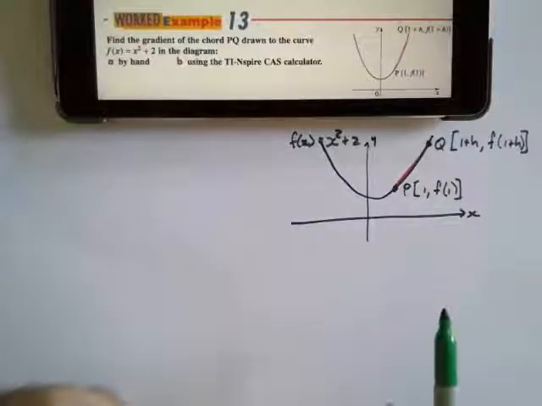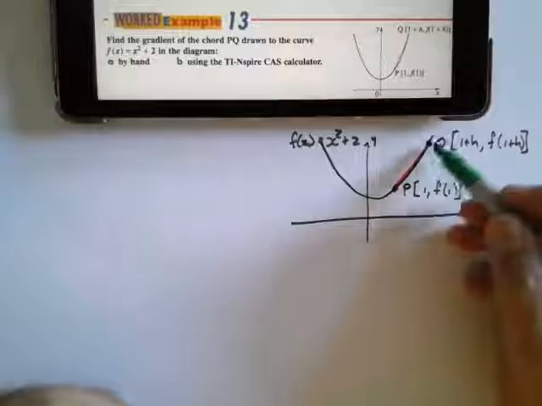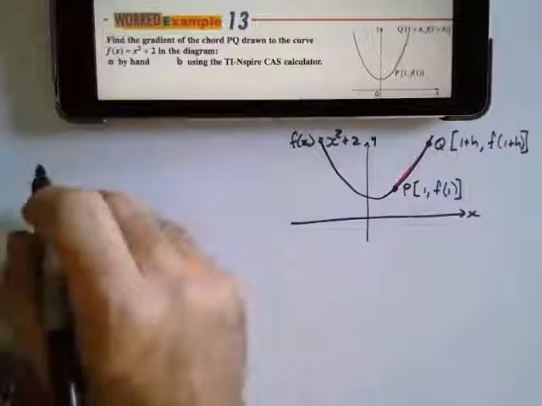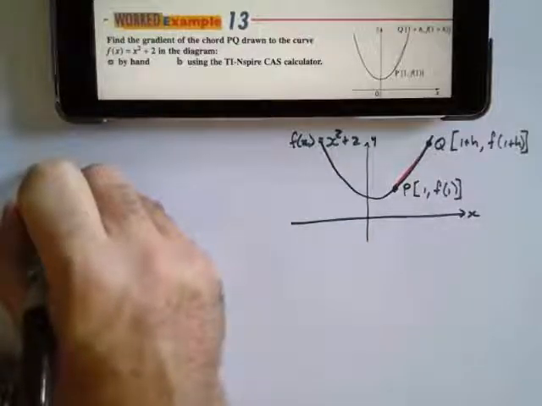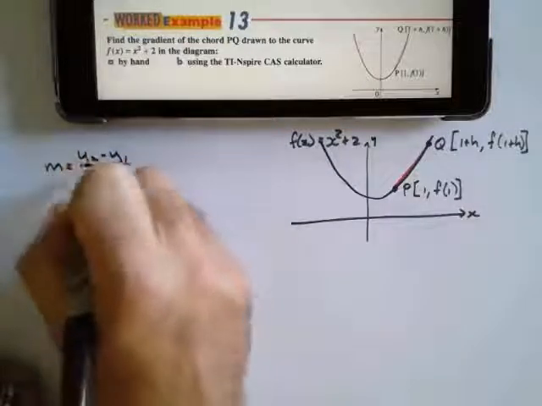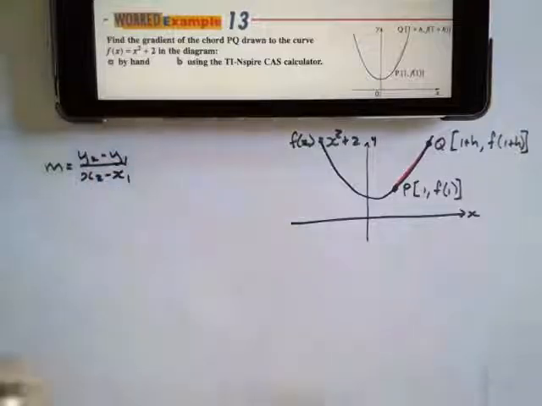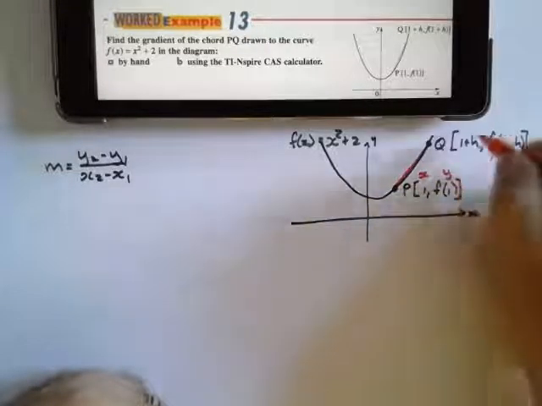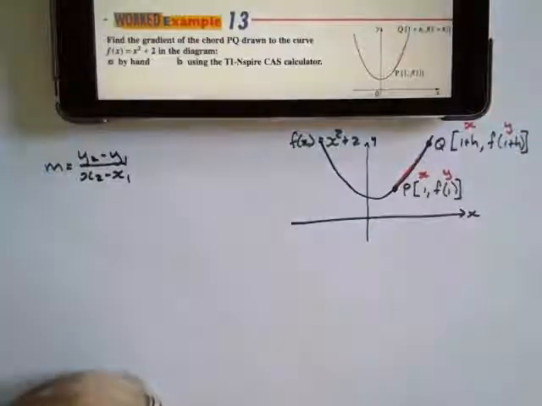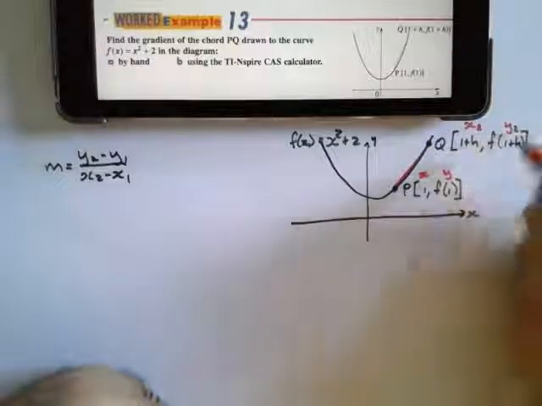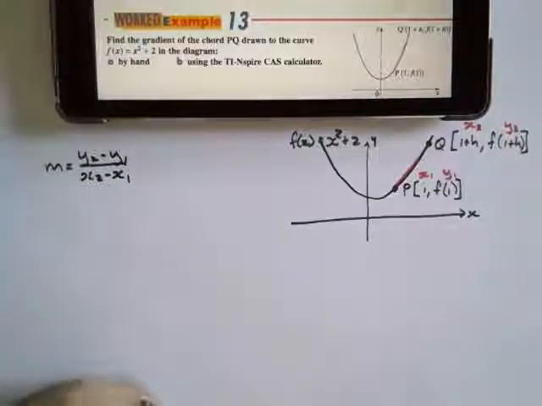Or by hand. So I need to find the gradient of this curve. Going back to year 7 or year 8, m equals y2 minus y1 over x2 minus x1. Now what do we have? We have an x and a y value, and usually we're just going to say that's x2, y2, x1, y1.